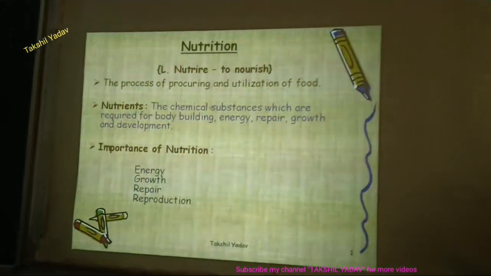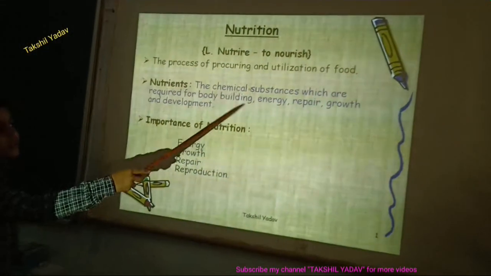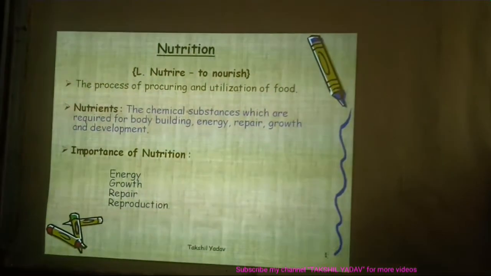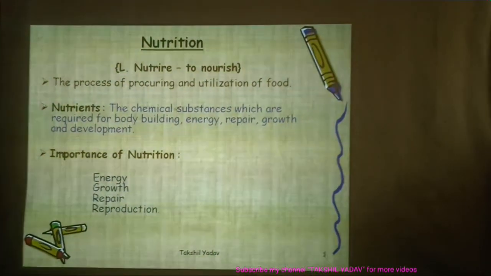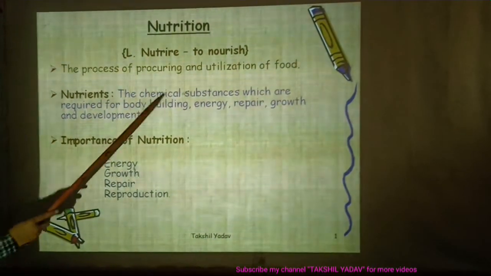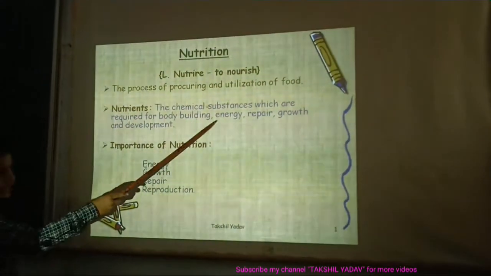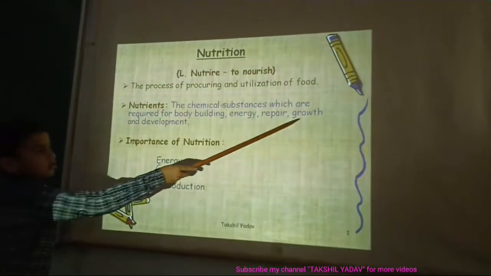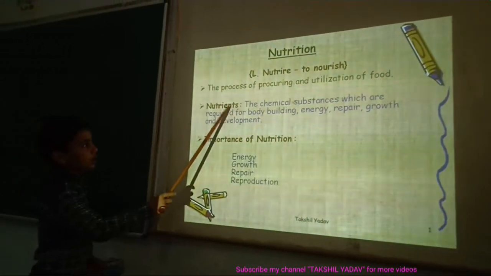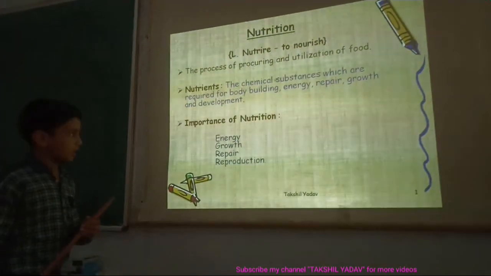The word nutrition is derived from a Latin word nutria, that means to nourish. Food contains nutrients, which are chemical substances that provide us nutrition. The chemical substances which are required for bodybuilding, energy, repair, growth and development of the body are called nutrients. They are present in the food we eat.